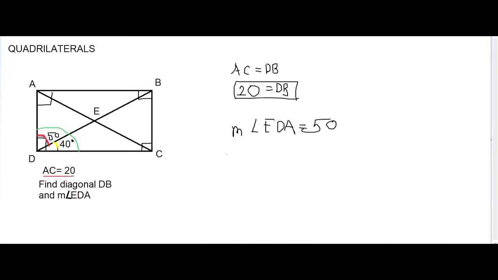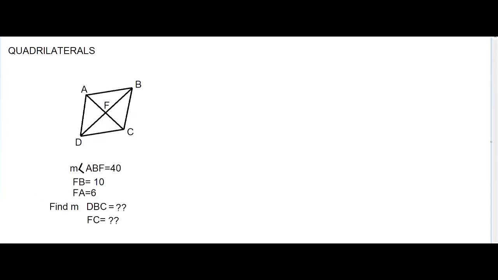Yun, ganun lang. Next. Now, we have a rhombus. Ngayon, sa rhombus naman, all sides are congruent. Ang diagonals niya naman, the diagonals form complementary angles. Ibig sabihin ng complementary angles, it forms a 90 degree angle.